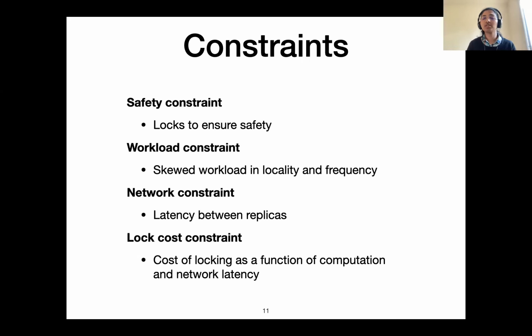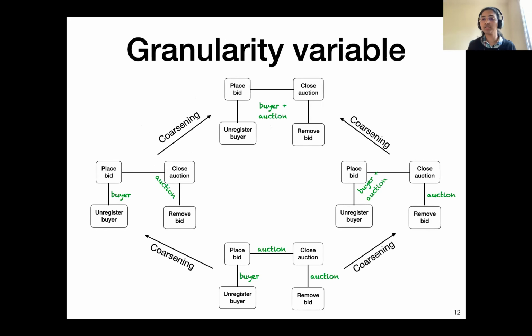So now let us see what are the variables that we can manipulate and how manipulating each variable would contribute to the overall performance of the distributed application. At first we can look at the granularity variable. You might remember the conflict graph which we just discussed, and it is present in the bottom most part of the slide, where you can see there are 4 operations and 3 conflicts. So we have fine-grained locks: 1 lock between place bid and unregister buyer per buyer, 1 lock between place bid and close auction per auction, and a third lock between close auction and remove bid per auction as well. So here we can have 2 different dimensions of coarsening.